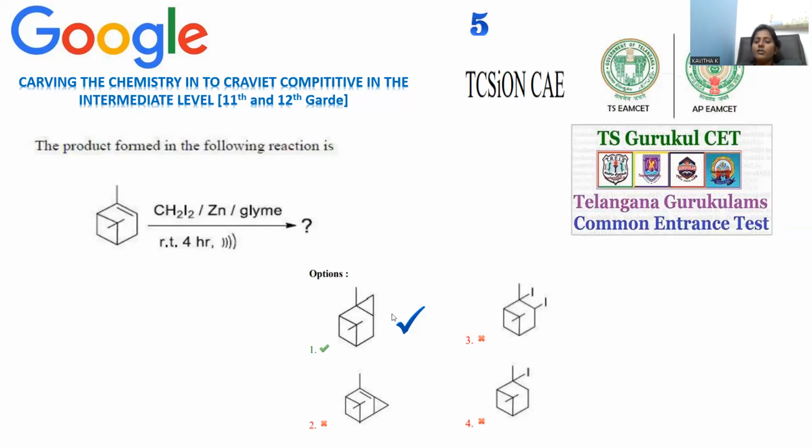In order to achieve this option 1, the mechanism proceeded with carbene intermediate. Carbenes, nitrenes, benzyne, all these are said to be intermediates. Based on the type of intermediate formed, what product we will get will be decided, right? So for question number 5, option number 1 will be the correct answer.